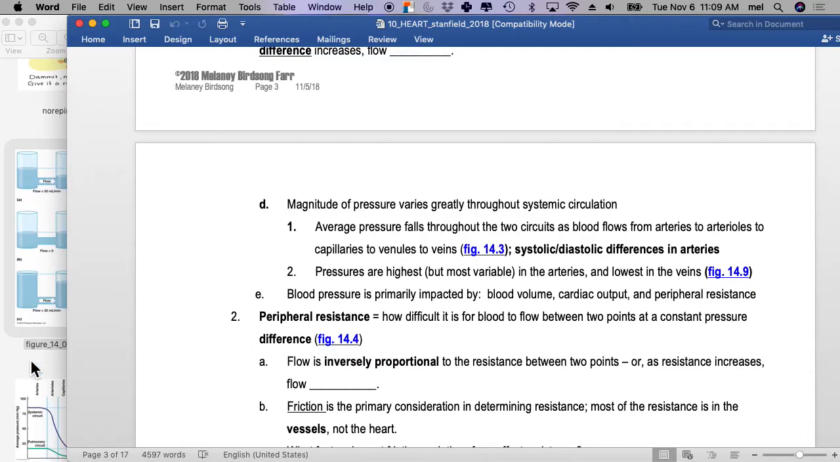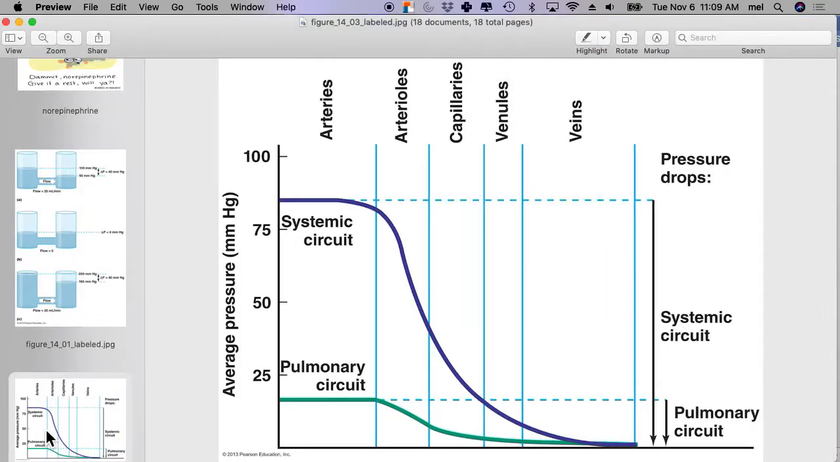So now, the magnitude of pressure varies throughout systemic and pulmonary circulation. Always assume I'm talking about systemic unless I tell you I'm talking about pulmonary circulation. And what we always need is a pressure differential so that blood will keep flowing. Does that make sense? So if we look at the average pressure throughout the system, here's the systemic circuit, here's the pulmonary circuit. Let's look at systemic. The average pressure in arteries is higher than in arterioles, higher than in capillaries, and higher than in venules, all the way back to the right atrium.